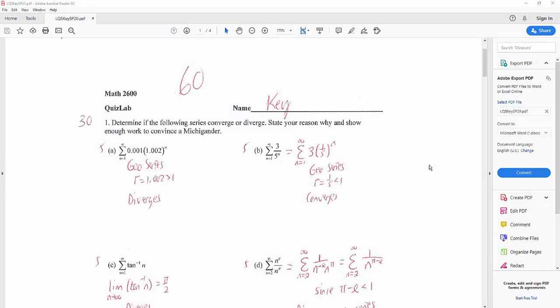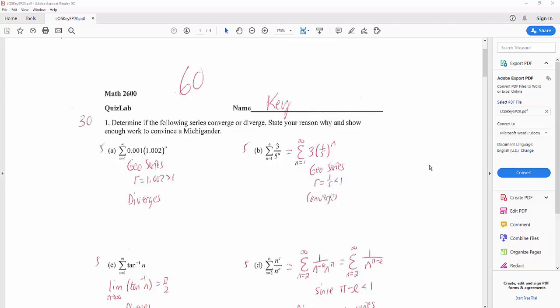All right, folks, the key for LQ5 is posted at Blackboard, but I thought I would run through some stuff real quick. Still got some issues that we need to take care of. 1A, you do need to recognize that is a geometric series. R is 1.002, which is greater than 1, therefore it diverges.